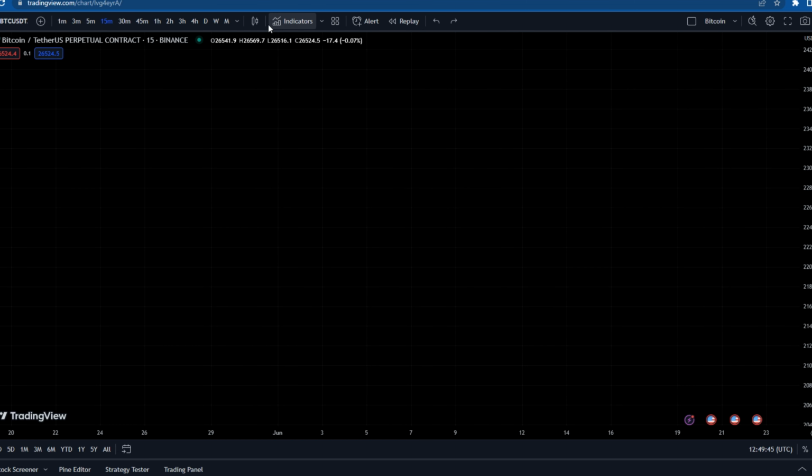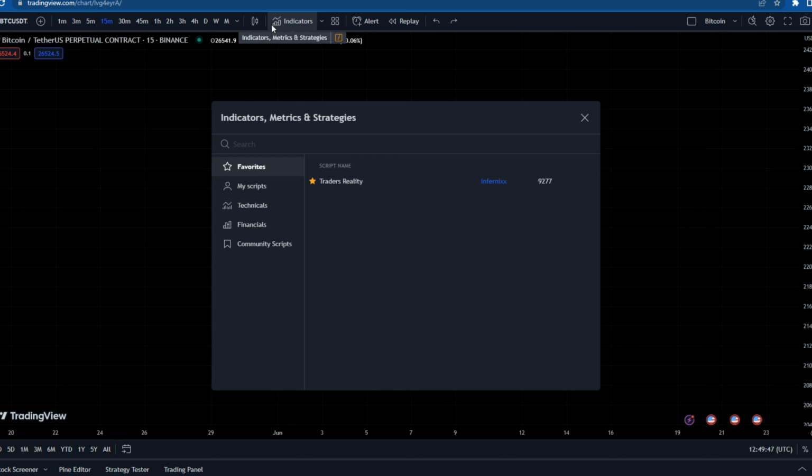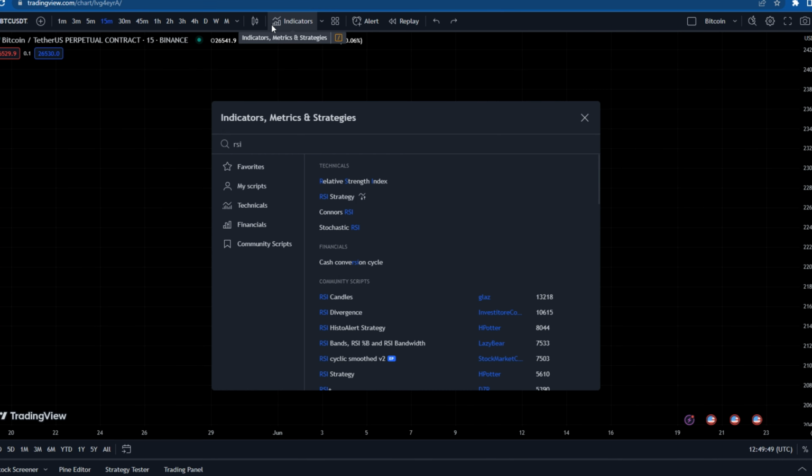Now, the first thing we have to do is, of course, open up the RSI indicator. So let's just go to our indicator section and type in RSI. Now, there are Stochastic RSI and Connors RSI, but let's not complicate ourselves with all these random RSIs. We're going to use the basic one, the Relative Strength Index. Okay.